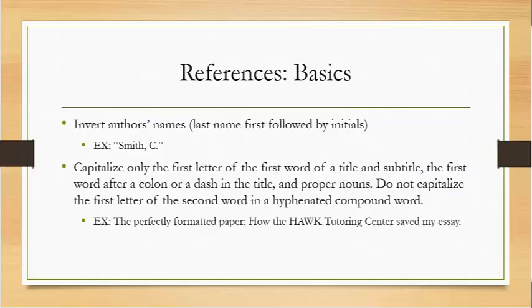Let's see, next slide. More references. So you want to invert the author's name, that is, you want to put their last name first, followed by their first initial. Capitalize only the first letter of the first word of the title and subtitle, the first word after a colon or a dash in the title, and proper nouns. Do not capitalize the first letter of the second word in a hyphenated compound word. I have an example right here. So we have "The" is capitalized, "perfectly formatted paper" is not capitalized, only capitalize the first letter, colon, "How," with a capital H, "the Hawk Tutoring Center," and that is a formal name, so I have that capitalized, "saved my essay," all in lowercase.